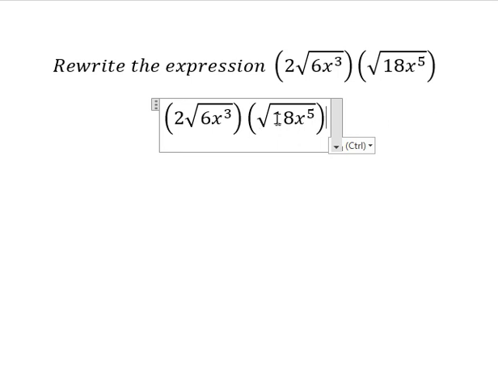We can see that the square root of x to the power of 3, we can multiply by the square root of x to the power of 5 because they are on the square root.